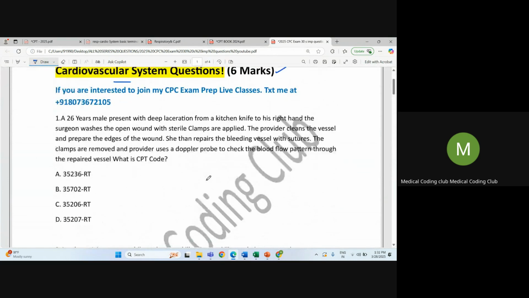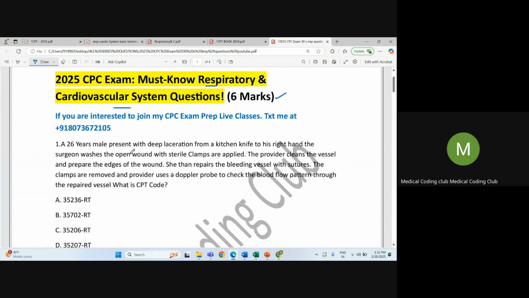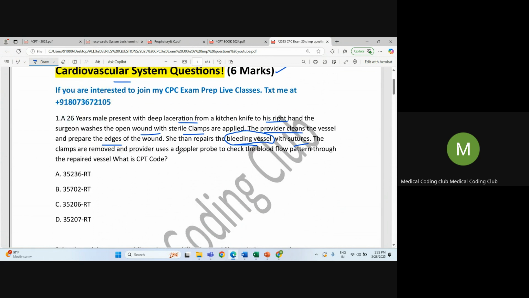So let's begin. First question: a 26 years male patient with a deep laceration from a kitchen knife to his right hand, and the surgeon washes the open wound and sterile clamps are applied. The provider cleans the vessel and prepares the edges of the wound, and she then repairs the bleeding vessel with sutures. The clamps are removed. The provider uses a Doppler probe to check the blood flow pattern through the repaired vessel. What is the CPT code reported? This is a cardiovascular section.